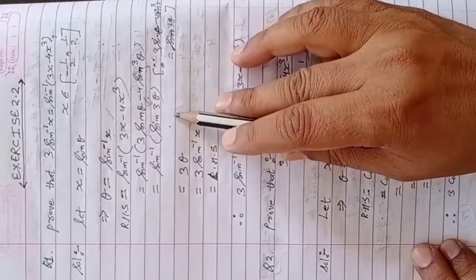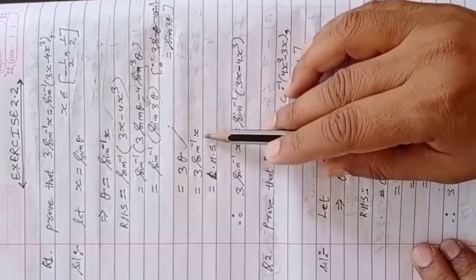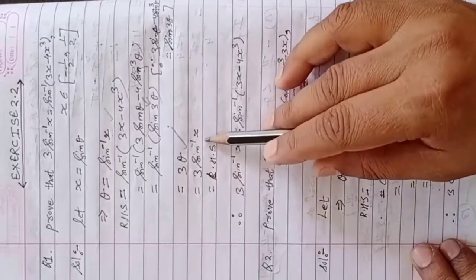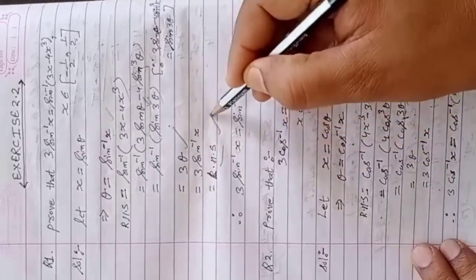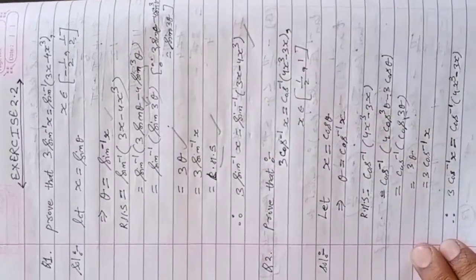Sin inverse sin 3 theta is equal to 3 theta. Now we put the value of theta, so it will be 3 sin inverse x, which is equal to the right hand side. So 3 sin inverse x is equal to sin inverse of 3x minus 4x cube.